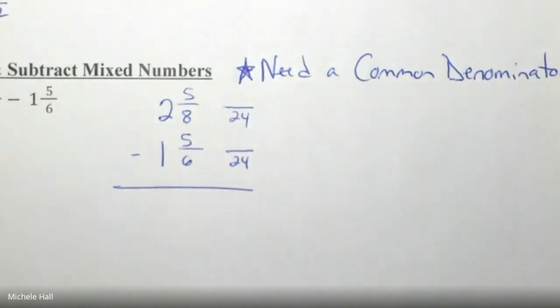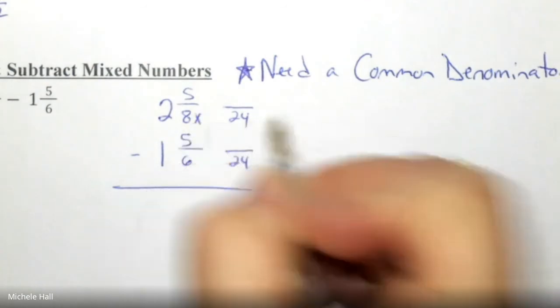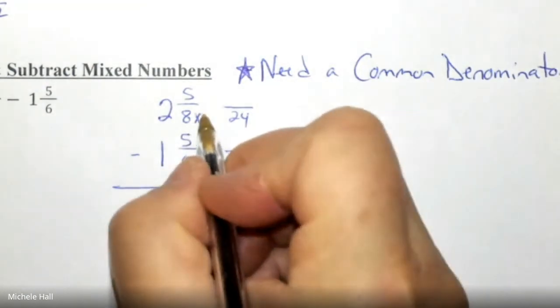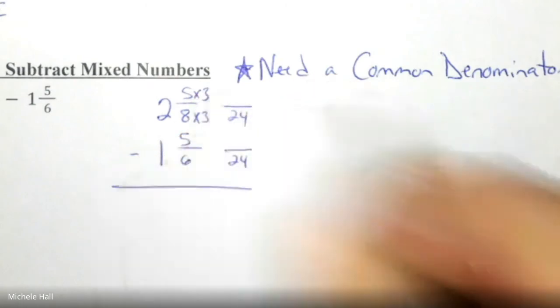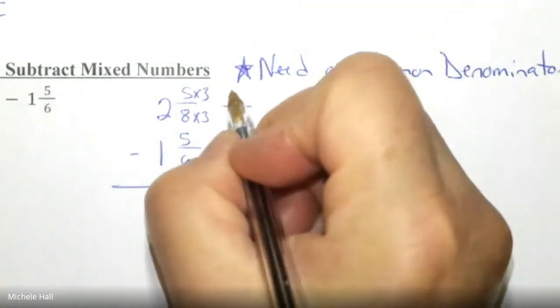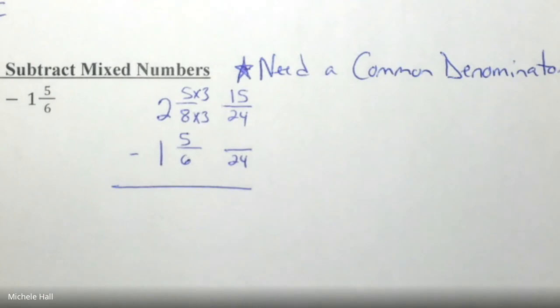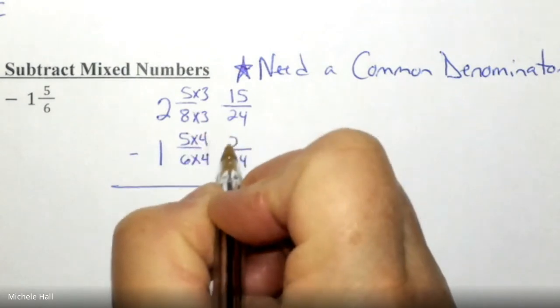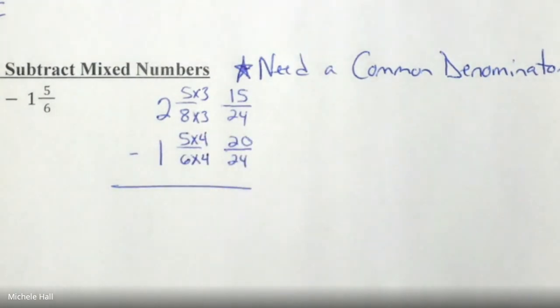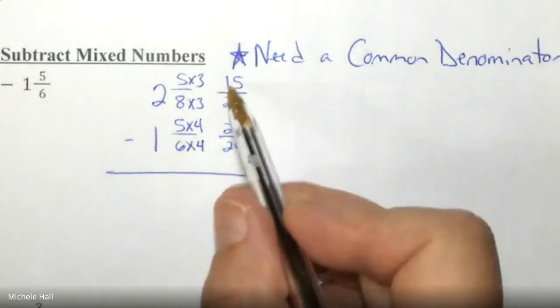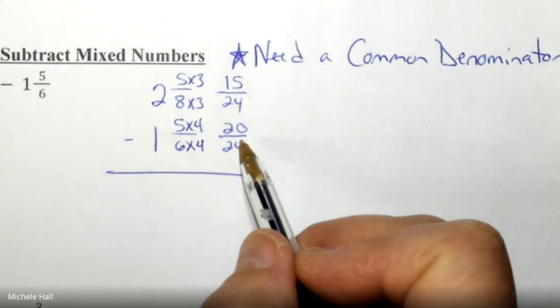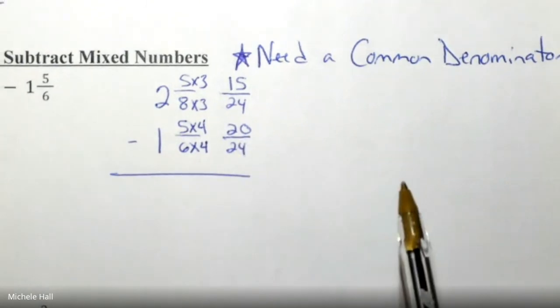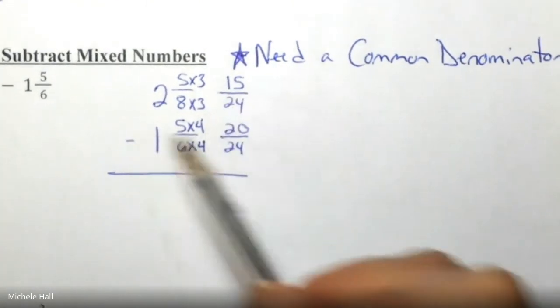All right, now we've got to adjust our numerators. 8 times what is 24? 3. So I have to do the same thing to the numerator. 5 times 3 is 15. And then 6 times what is 24? 4. So 5 times 4 is 20. I'm going to stop there for a second and make sure everybody's caught up. So what's the problem here? Can I do 15 subtract 20? No. I need to borrow. I cannot do 15 subtract 20.